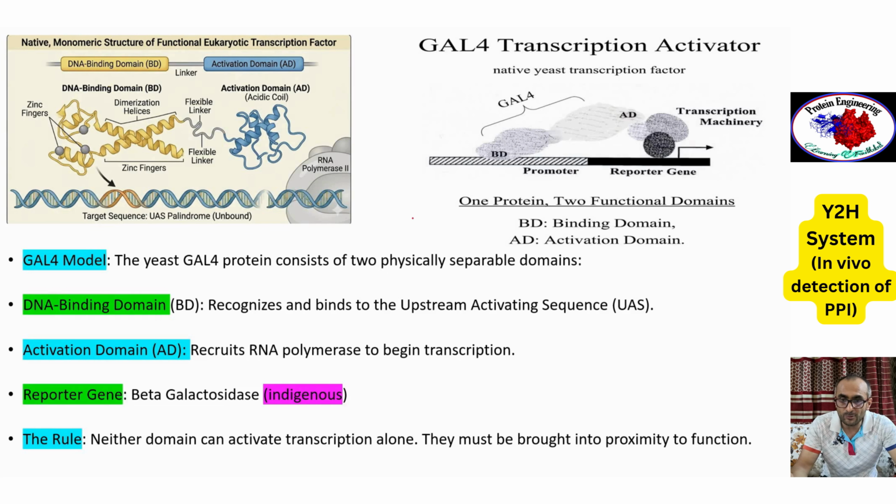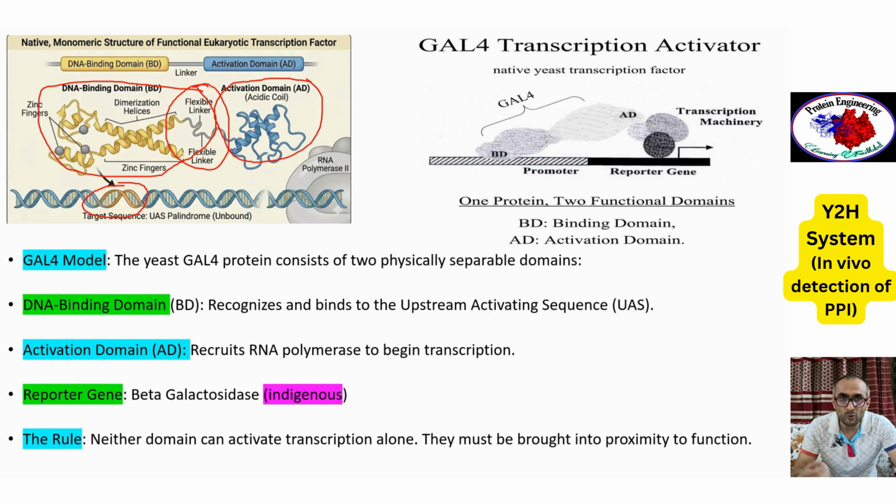The GAL4 transcription factor basically has two domains: a DNA binding domain, which we call the BD domain, and this DNA binding domain binds to the upstream activation sequence in the promoter region of a gene. It is connected to another domain called the activation domain, and these two domains are linked through a flexible linker.